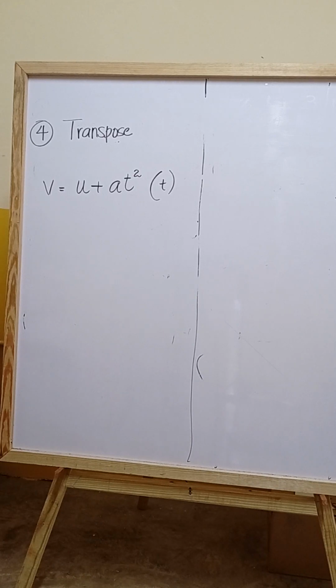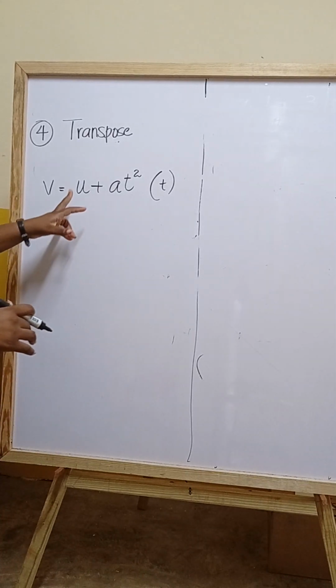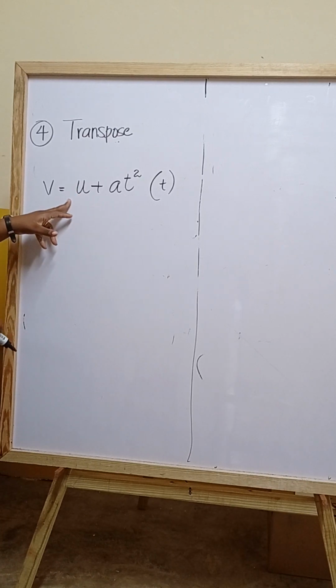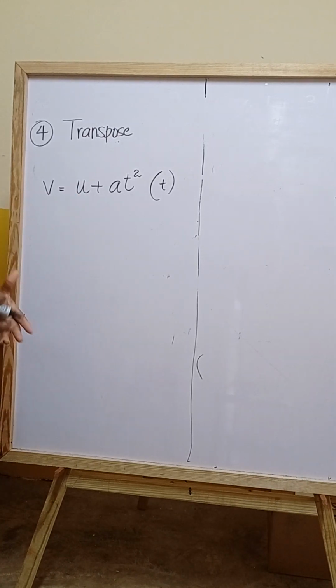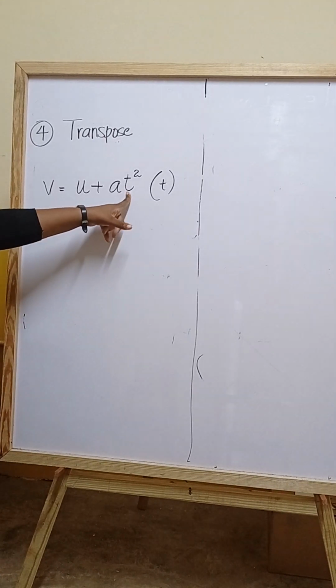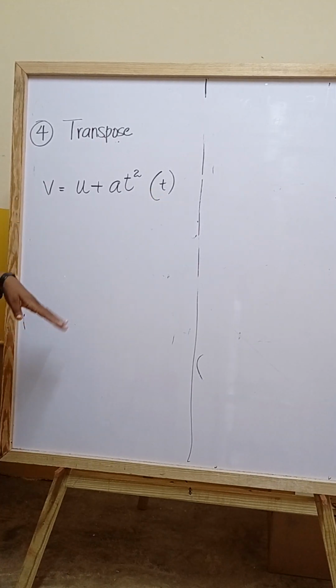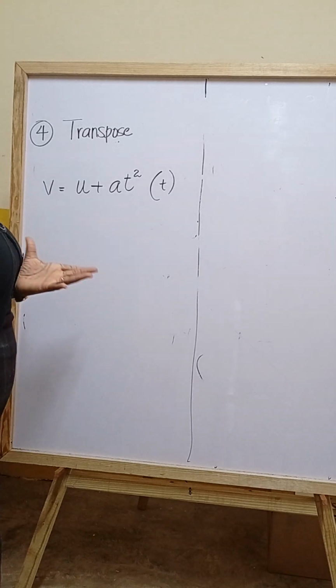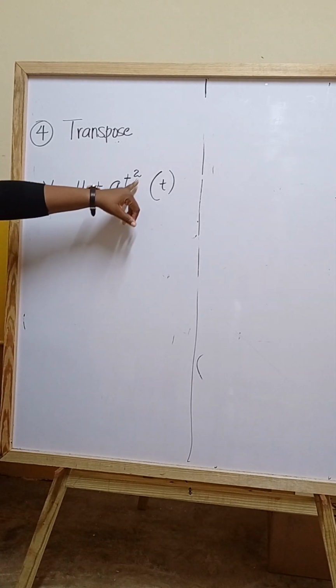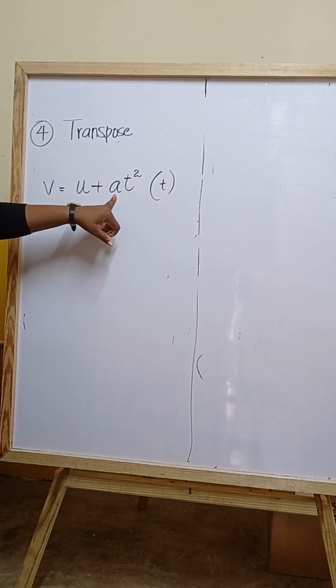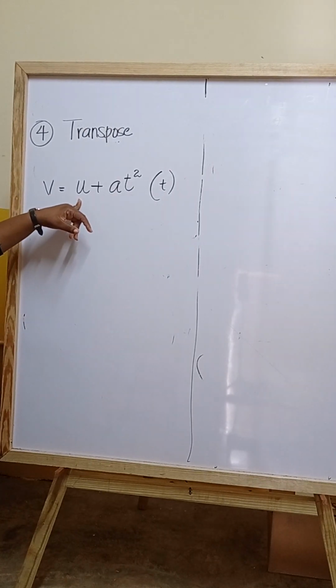Alright, so we are still at transposition, but I'm just introducing a new method of transposing when the variables are undergoing different operations. So we want to make t the subject here, but how do we know what to eliminate first in order to isolate t on the right hand side by itself? Because t is squared, is being multiplied by a, and then u is being added.